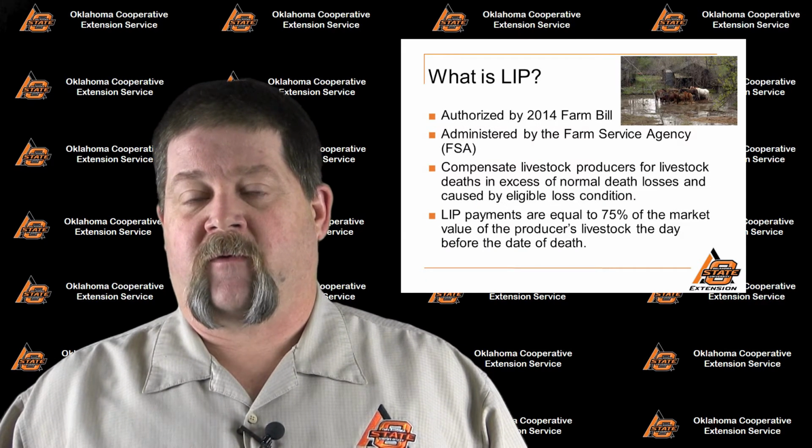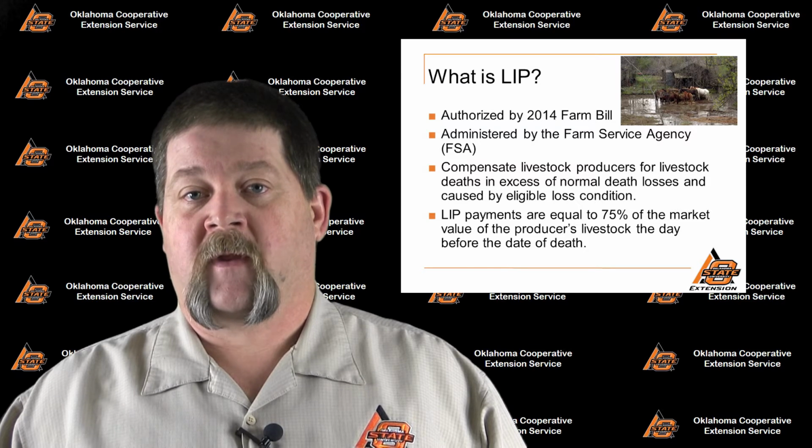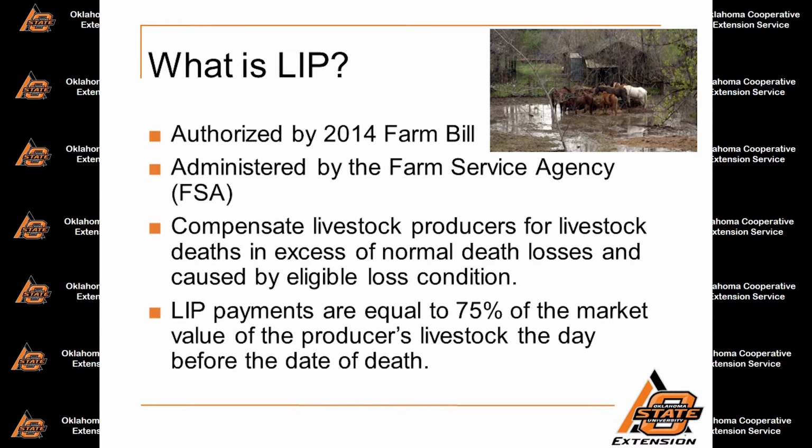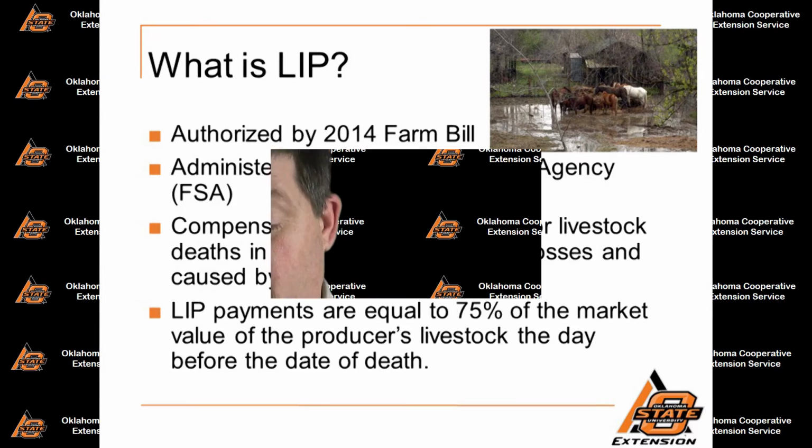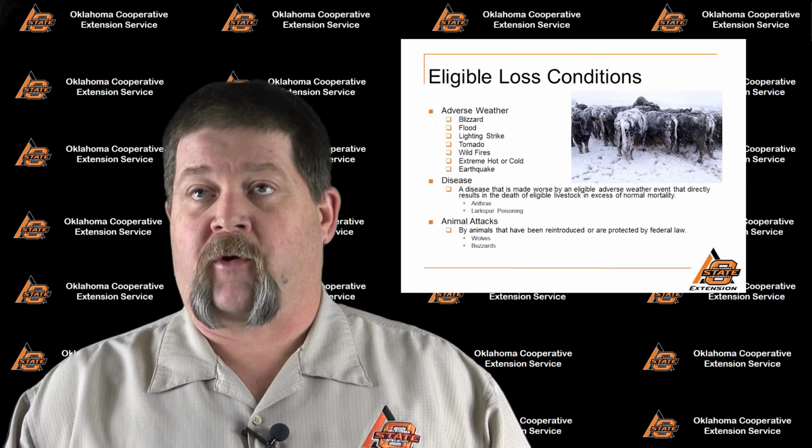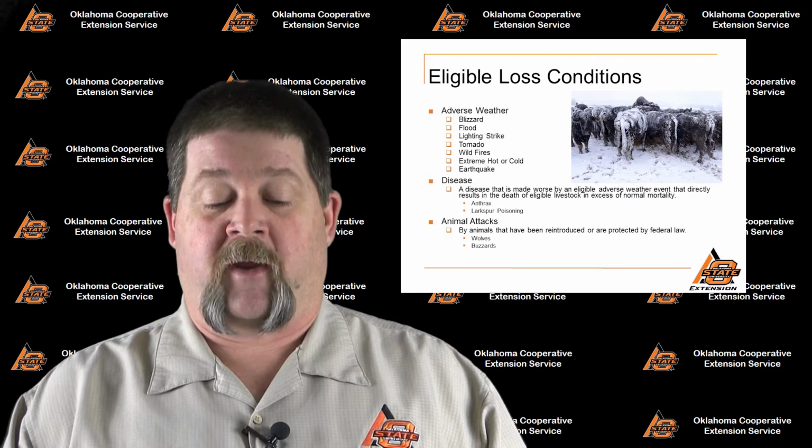The LIP program was first authorized in the 2008 Farm Bill and then reauthorized in the 2014 Farm Bill under the current statutes that we're going to talk about today. This program is administered through the Farm Service Agency, or the FSA office. This program is meant to compensate livestock producers for livestock deaths in excess of normal and caused by eligible loss conditions, which we'll talk about a little bit later. The LIP payments are equal to 75% of the market value of the producer's livestock the day before the animal's death. So what exactly makes a producer eligible for the LIP program?